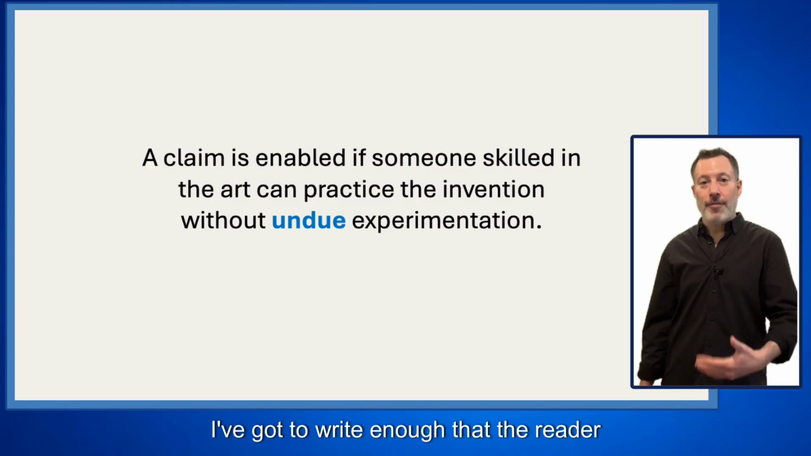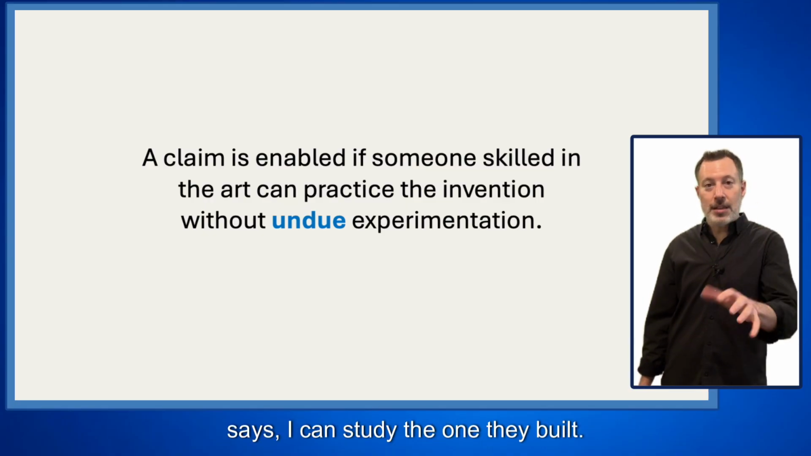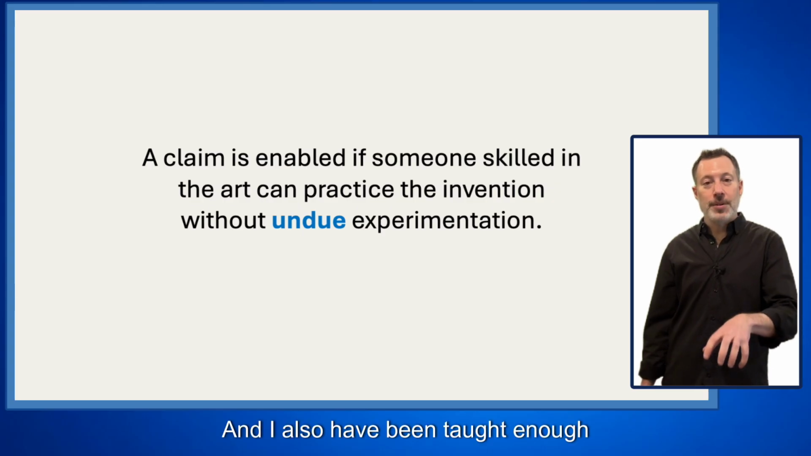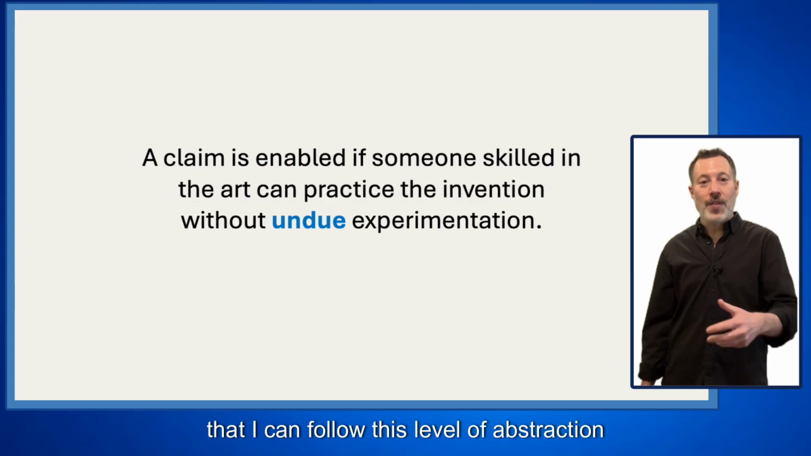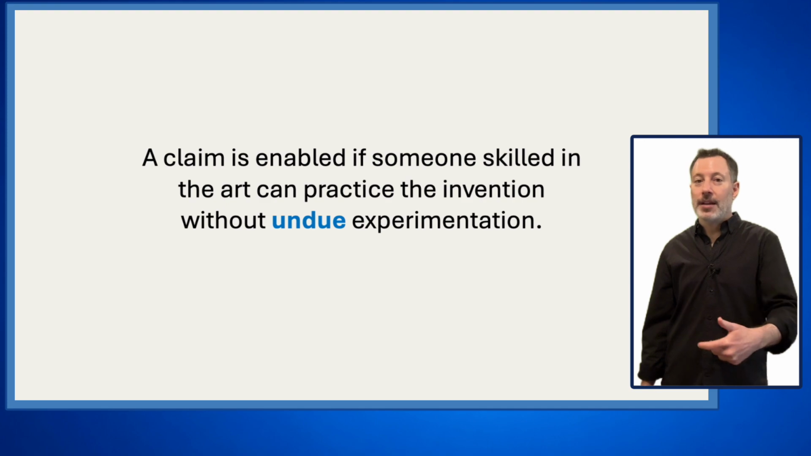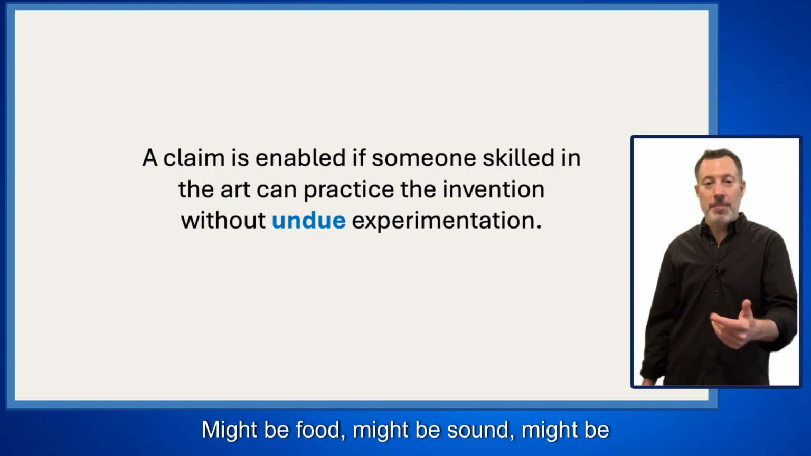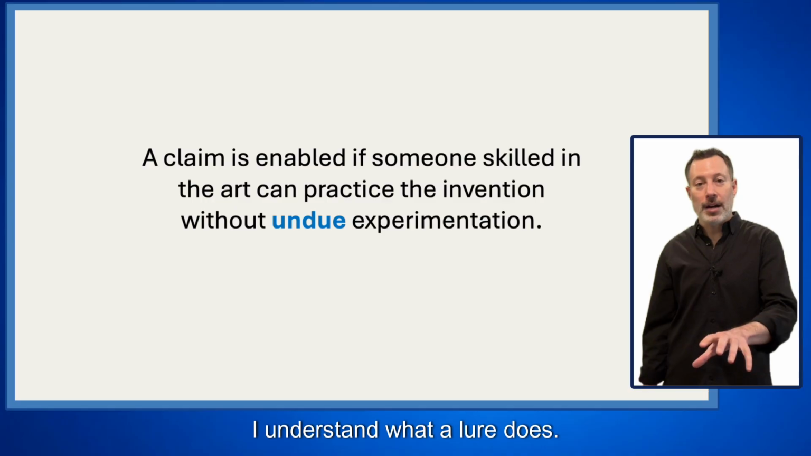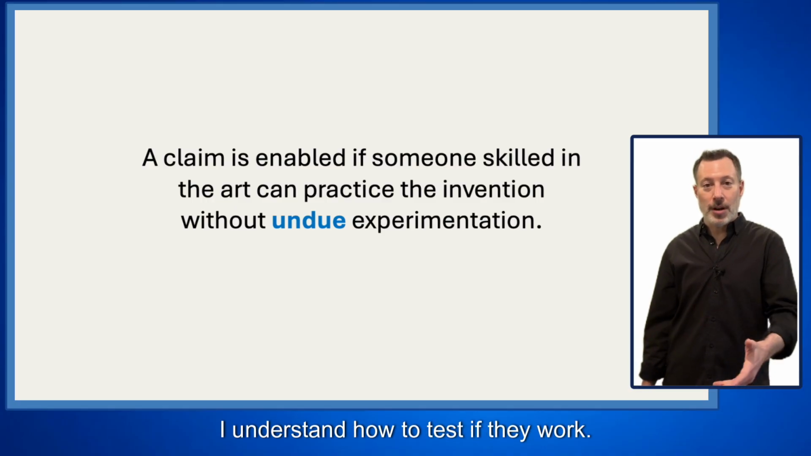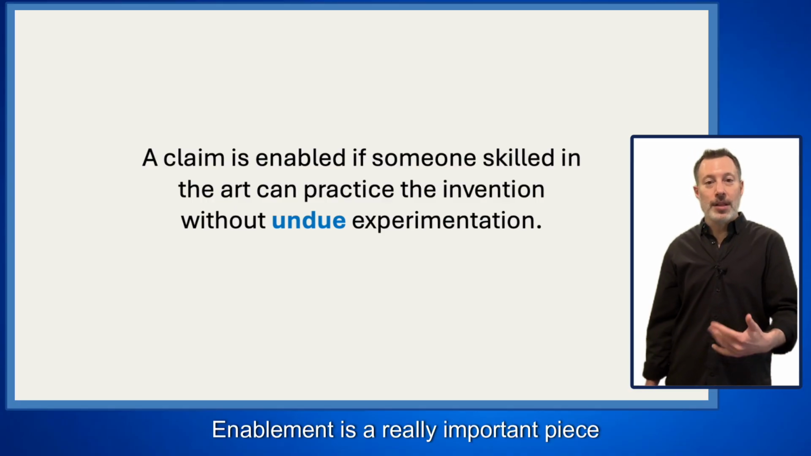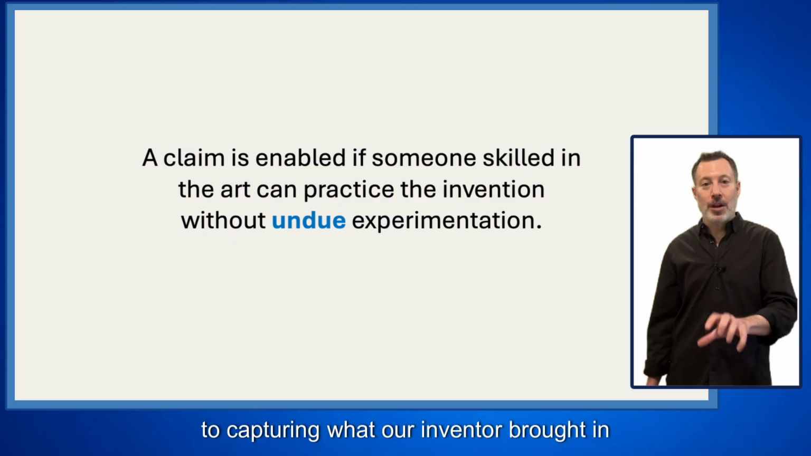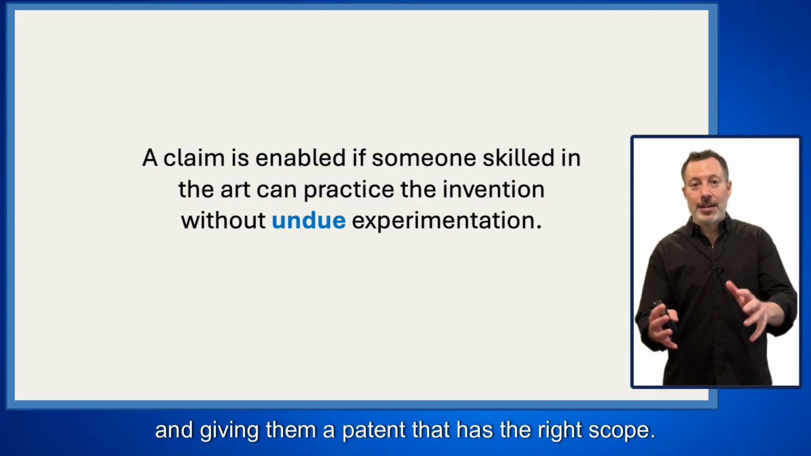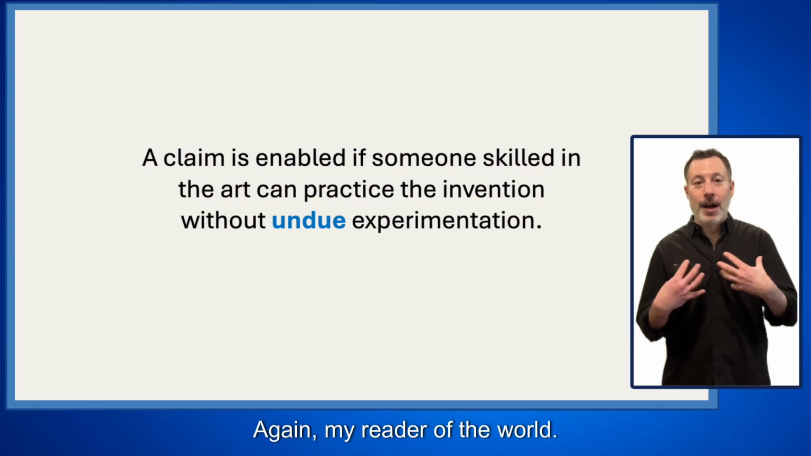I've got to write enough that the reader says, I can study the one they built, I see all that teaching, and I also have been taught enough that I can follow this level of abstraction and figure out other lures. Might be food, might be sounds, might be smells. I understand what a lure does, I understand how to test if they work. Enablement is a really important piece to capturing what our inventor brought in and giving them a patent that has the right scope. Again, my read of the world.